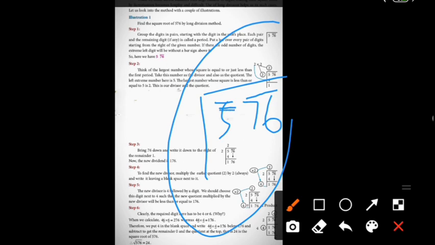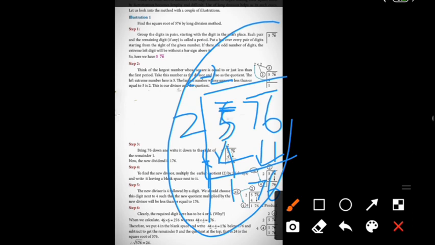2 2s are 4. So here 5 within that number, that is 2. 2 2s are 4. Here you have to subtract and then write that number. And then the third step, you have to bring down the period 76. And then the fourth step is you have to multiply this quotient by 2. 2 2s are 4, into 2. That is the fourth step.